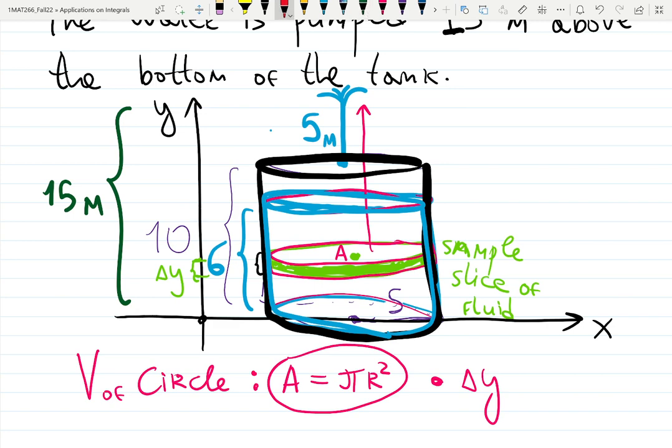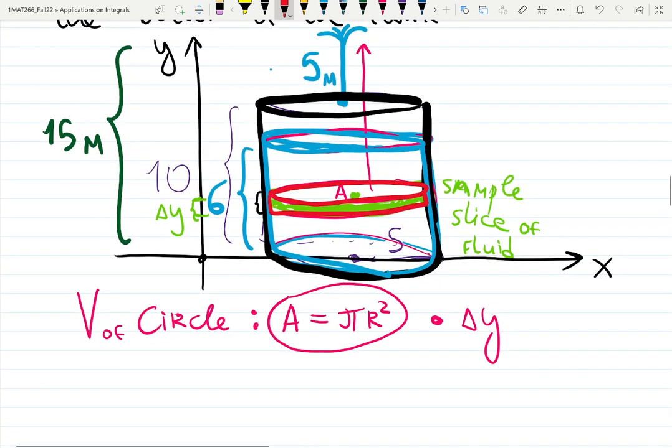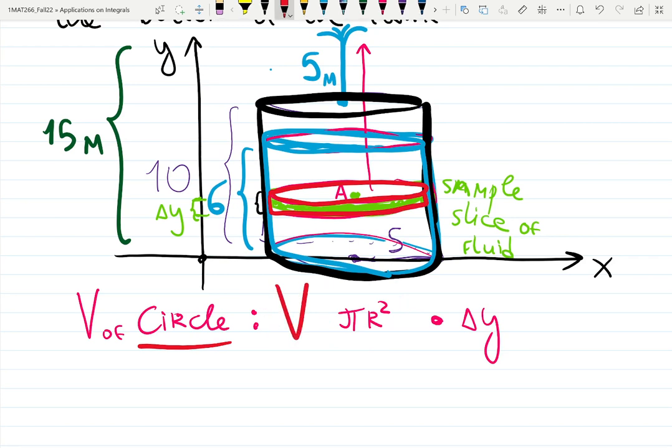We create a sample slice. It's called, in the green color, sample slice. Sample slice of not the cylindrical tank, of the water. And water, or liquid, takes the shape of the tank. So it is a circle. What is the slice? The slice is a circle. What is the volume of that circle? Pi times area, let's just put it like so. Volume of the sample, or the slice.